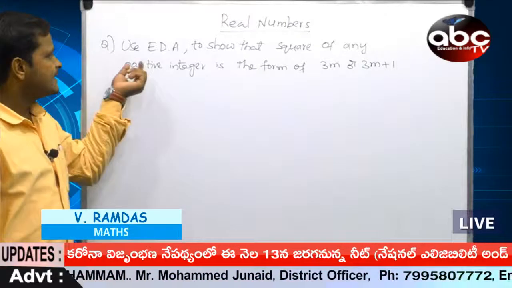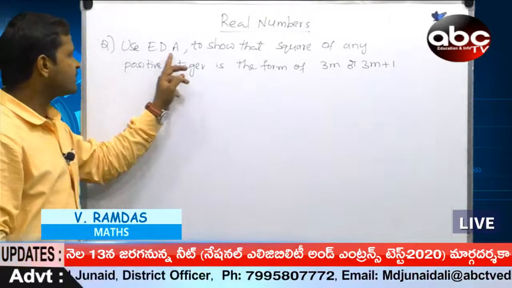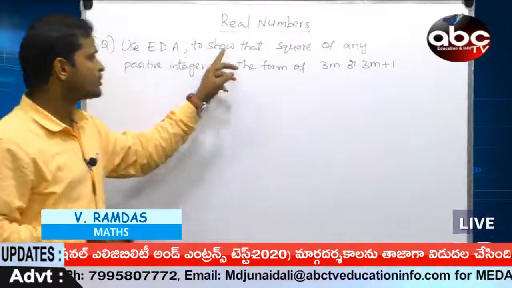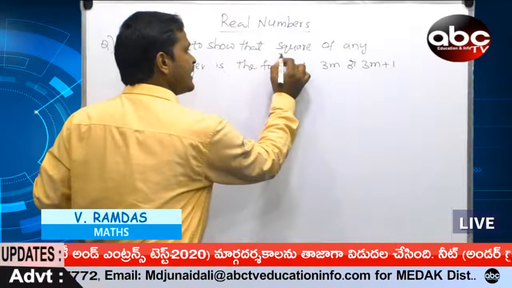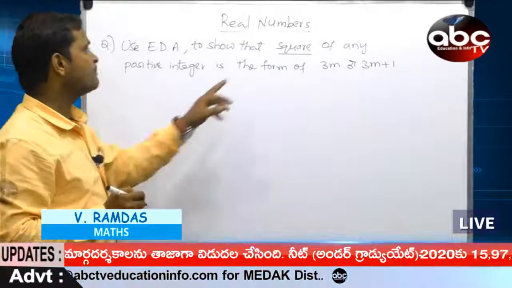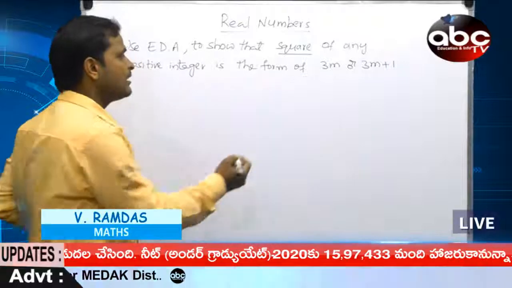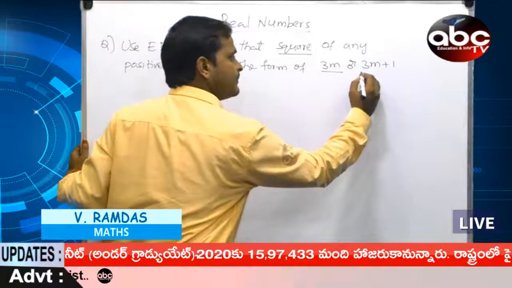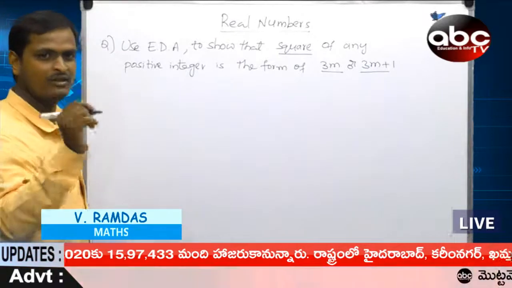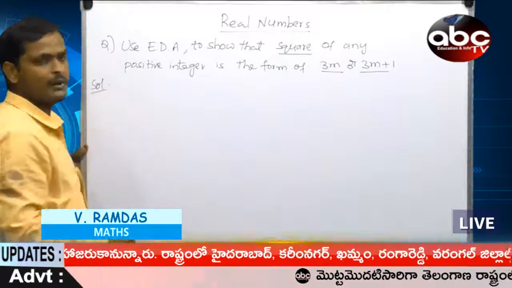First, what is given in the question? Just understand the meaning of "use Euclid division algorithm to show that the square of any positive integer is of the form 3m or 3m + 1." Yesterday we discussed odd positive integers. Okay students, already you know Euclid division lemma. Then how to solve this type of problem?